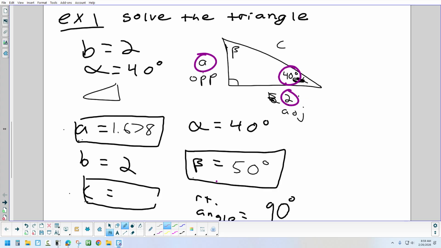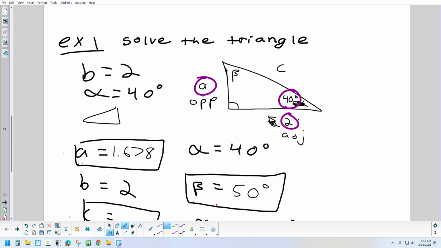So I'm going to circle again the sides that we're going to use. We definitely want to use what was given. That's the 40 and the 2. And this time we want to find C. So focus on the 3 things that are circled in red. Well, I know the side that's 2 units long is adjacent. What's the position of the side that's called C? Hypotenuse. Okay, so now let's write down how we're going to find C.